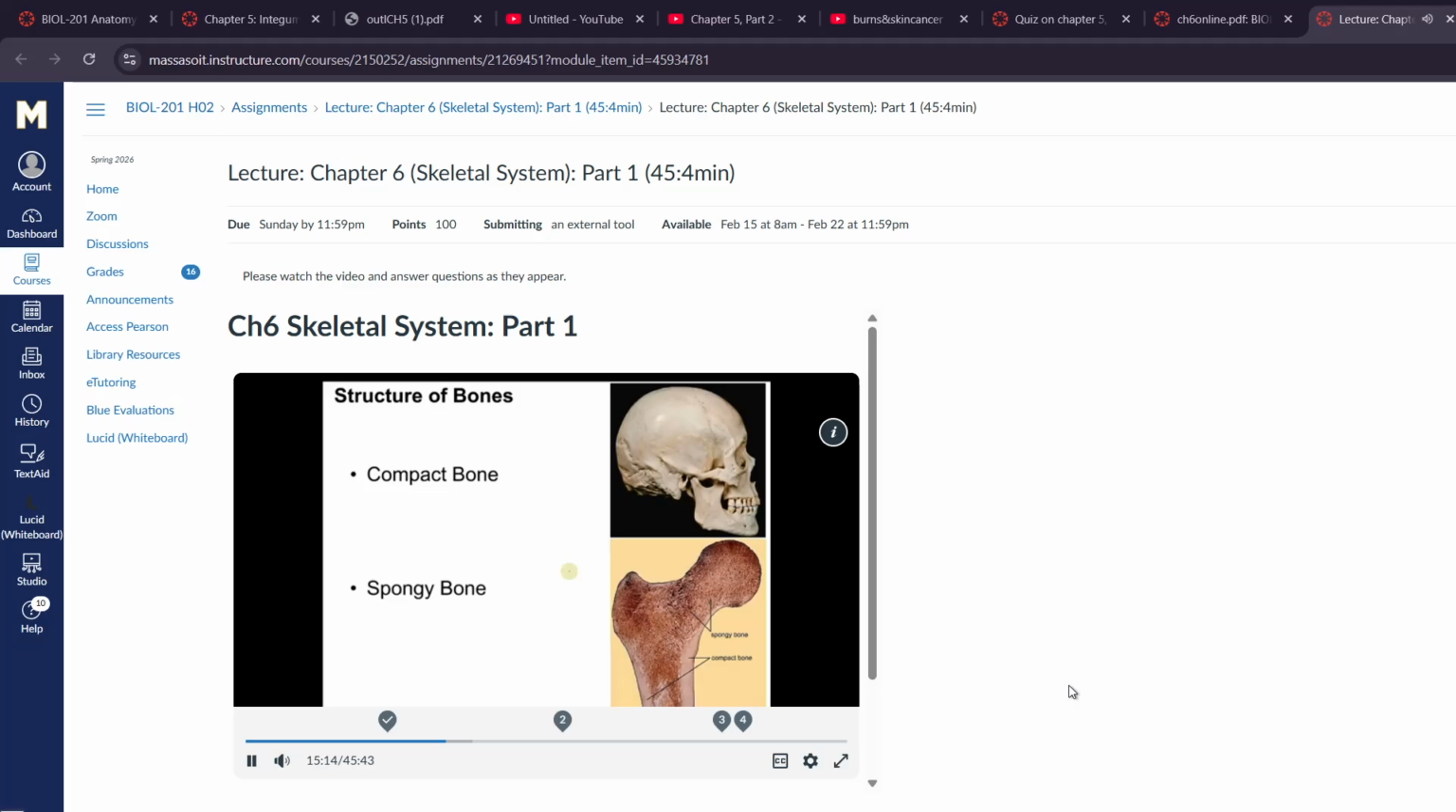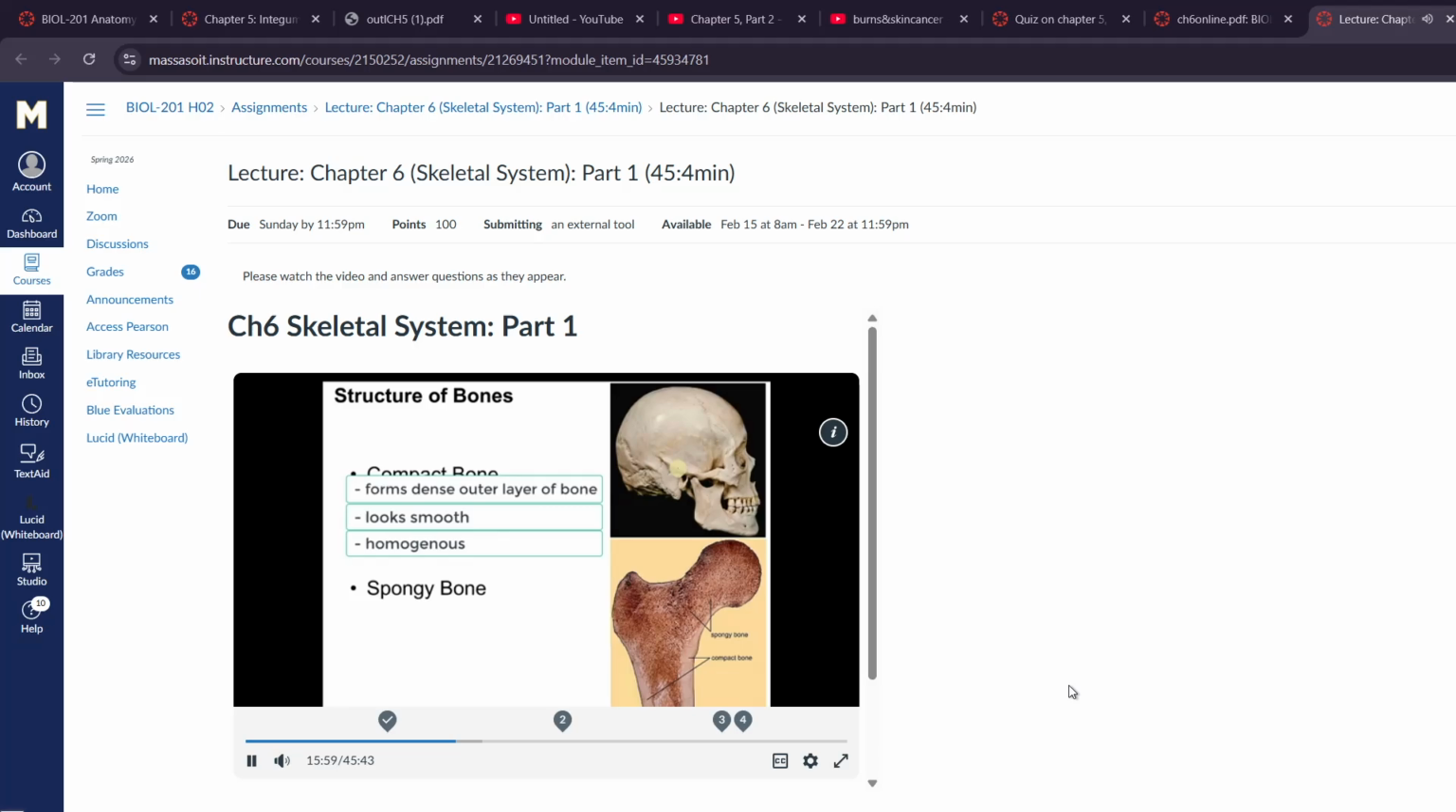Bone also can take different structures, and there's two major structures you'll see. One is compact and the other is spongy. So compact bone basically forms a dense outer layer of all bone. So all bone on the outside, whether it's short, long, flat, or irregular, has compact bone on the outside. Compact bone looks smooth, and you can see that here, smooth. It is homogeneous, which means the same throughout. And you will find it making up the shaft part of long bone.